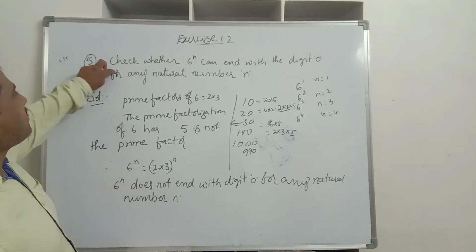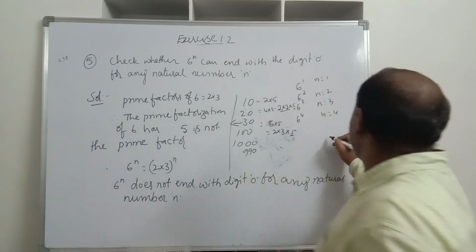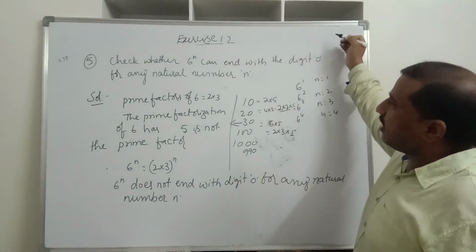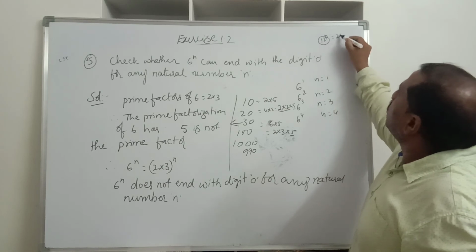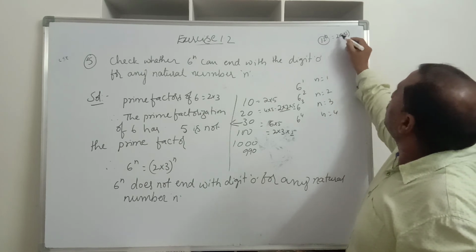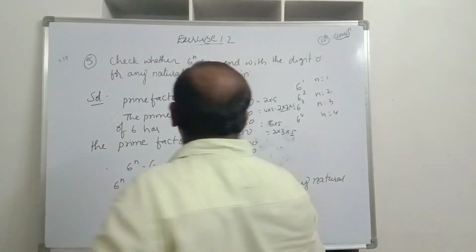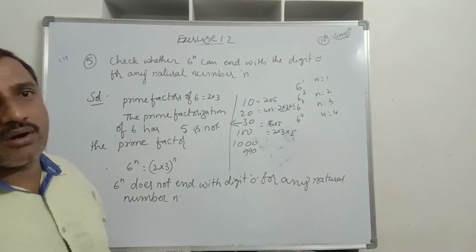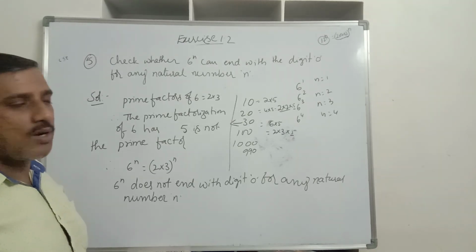Like this question, check whether 12 to the power of n will end with the digit 0 or not. So the prime factorization of 12 is 2 squared into 3, whole to the power of n. Again here also we don't have 5 as a prime factor, therefore 12 to the power of n also will not end with the digit 0 for any natural number n.